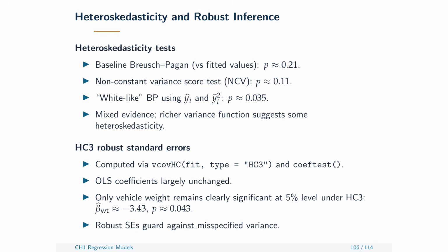Heteroskedasticity tests give mixed evidence in this case. A simple Breusch-Pagan specification does not reject at 5%, while a richer variance specification does. The heteroskedasticity consistent type 3 correction, usually called HC3, leaves the coefficient estimates unchanged, but changes the estimated uncertainty around them. Under that robust analysis, vehicle weight remains the clearest individually significant predictor.